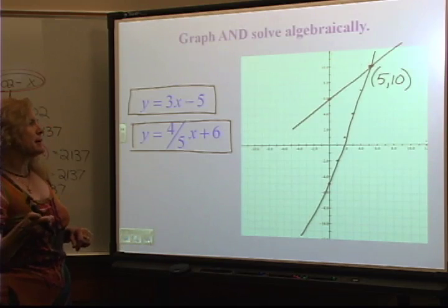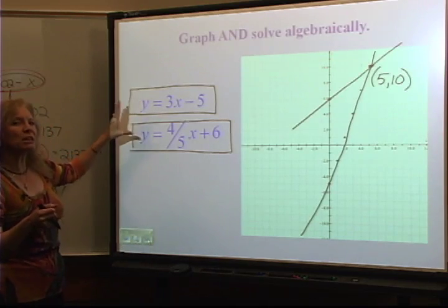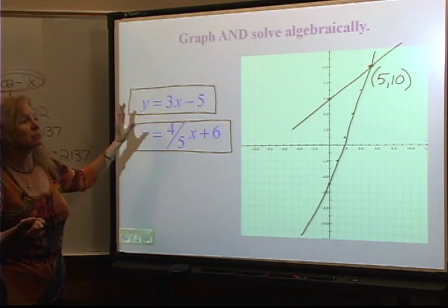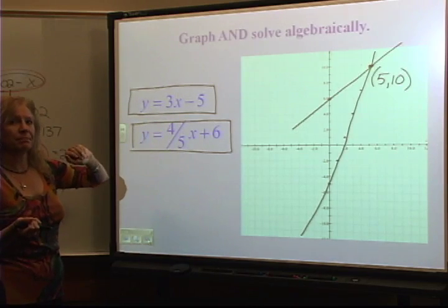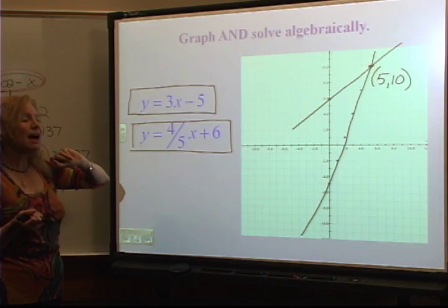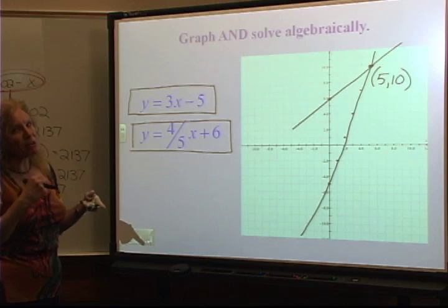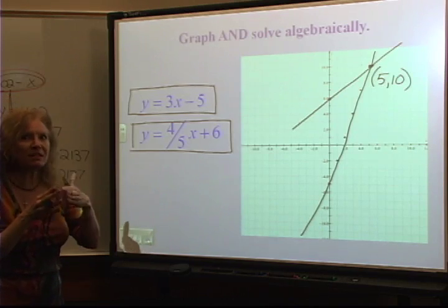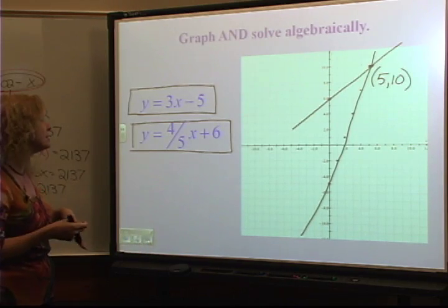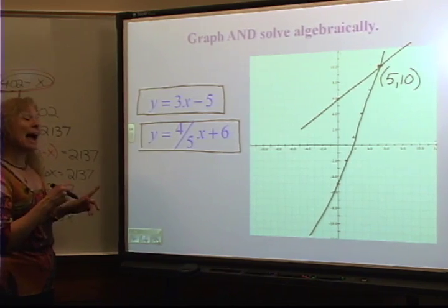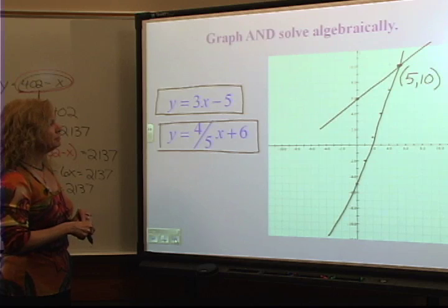Something else interesting, since these are both linear equations, there was only one answer. I found it, okay? Now, that's working it graphically. And when you work it graphically, you have to be very careful, and you have to hope that it falls on a grid point that you can find easily. So you also want to be able to solve this algebraically.